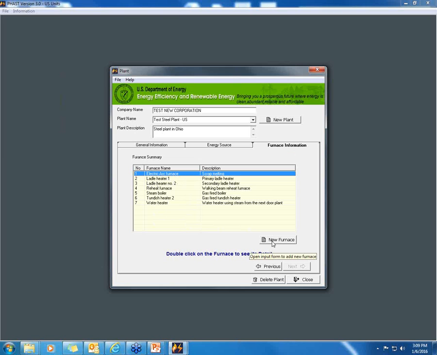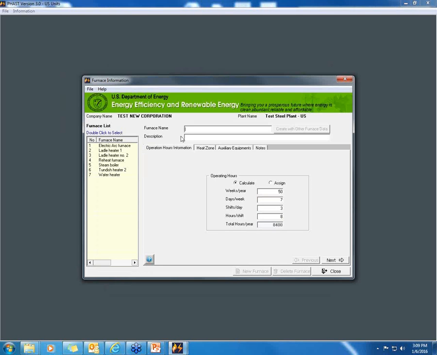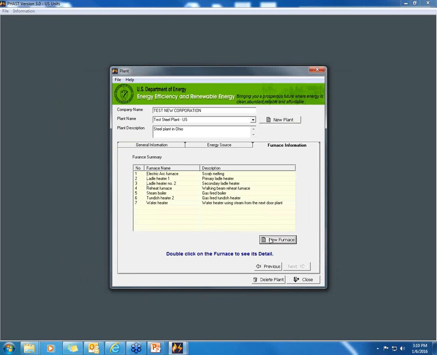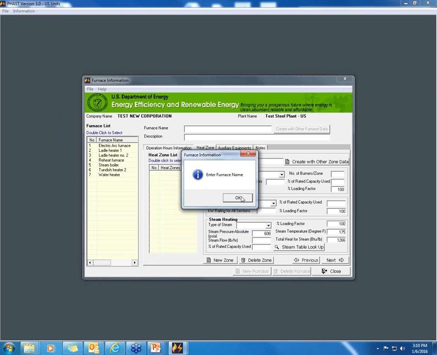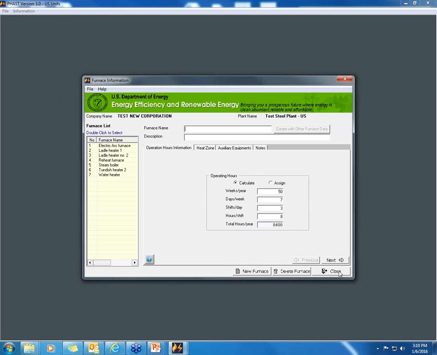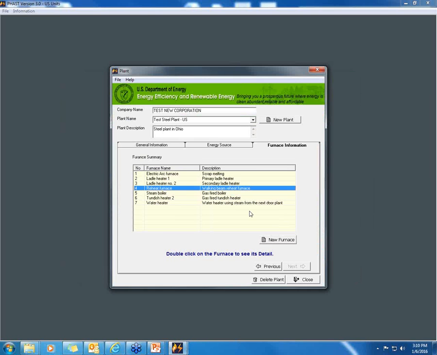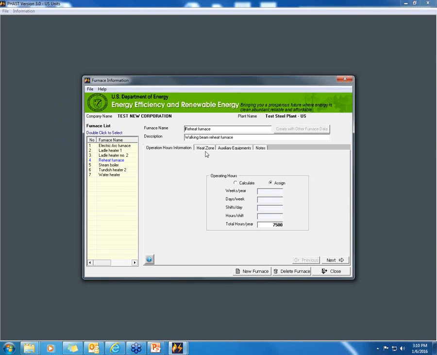So what you would need to do is click on new furnace, and then enter information regarding the new furnace in different tabs. So again, let me go back here. Once you click on new furnace, this new window will pop up, and now here you need to enter furnace name, furnace description, operating hours information, then heat zones. Let me close this, and let's open an existing furnace so that you'll be able to see all the different tabs. So operating hours. You enter operating hours for this particular reheat furnace.